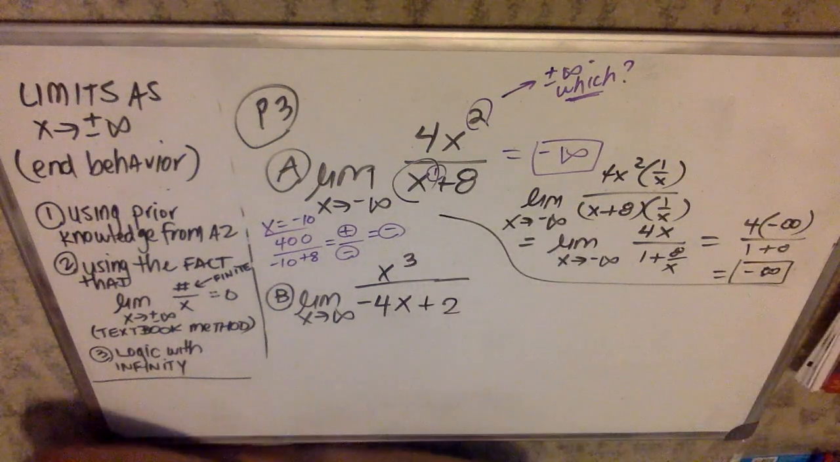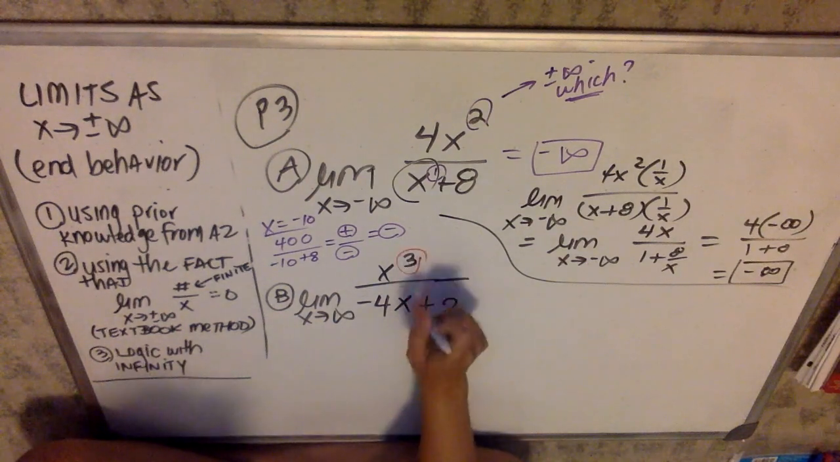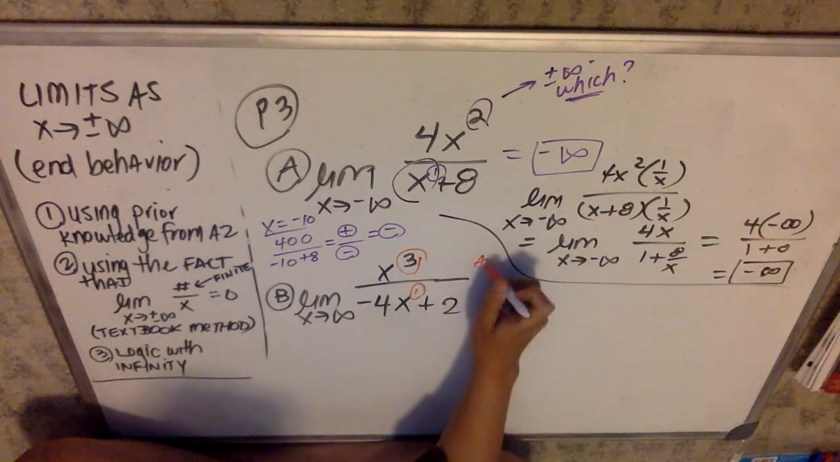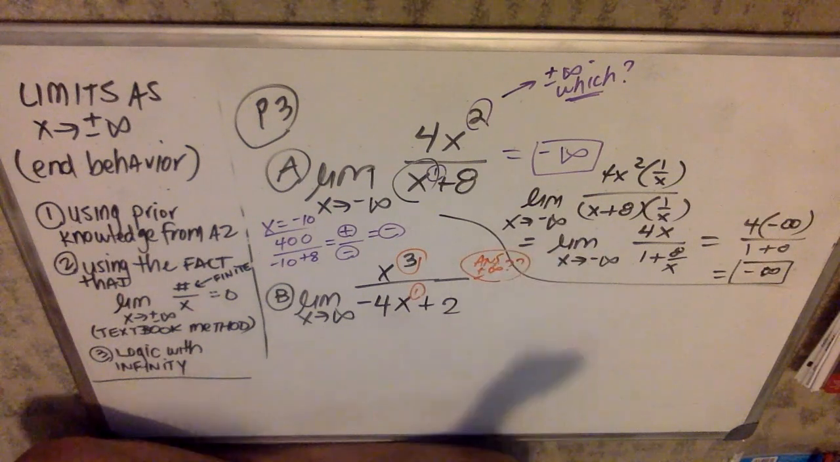Again, I really don't care how you do it because, to be honest, this is going to be a thing where you really just need to be able to get the answer. You need to be right, and you want to be fairly quick with it. When I go to look at B, same argument. I say, okay, a 3 is a bigger power than 1, so I know ahead of time that my answer is plus or minus infinity. The question is which, right?